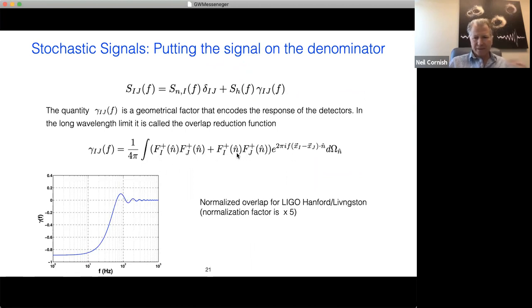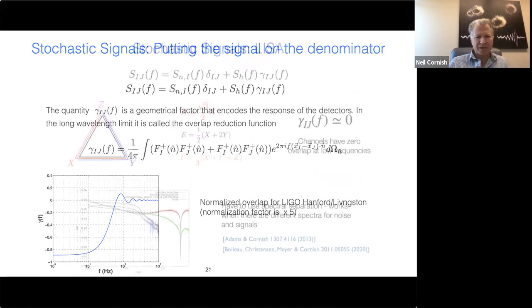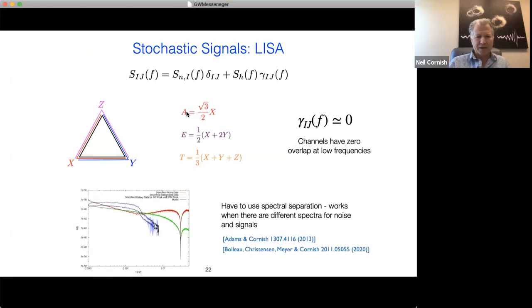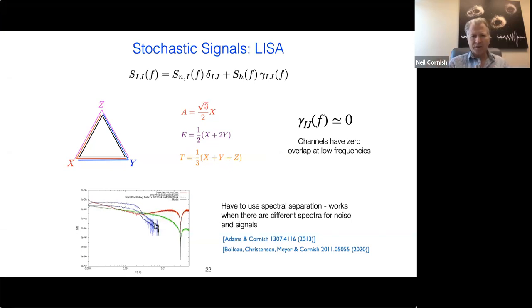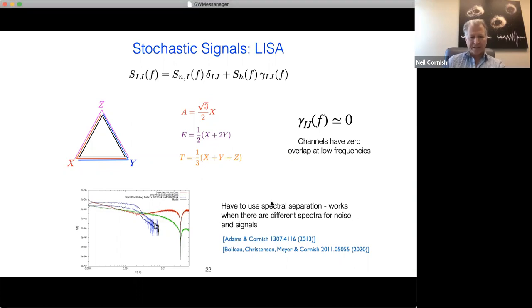Unfortunately for LISA, it doesn't quite work like this, because these A and T data channels actually have vanishing overlap, at least at low frequencies. So you're not actually doing the stochastic analysis with LISA by doing cross correlation. Instead, what you're relying on is hoping, at least, that the signals and the noise have different spectra.